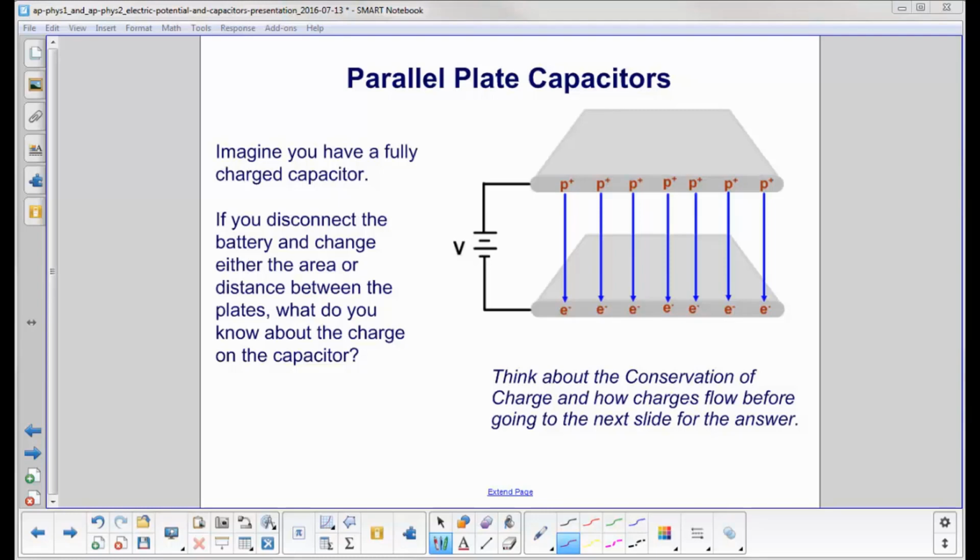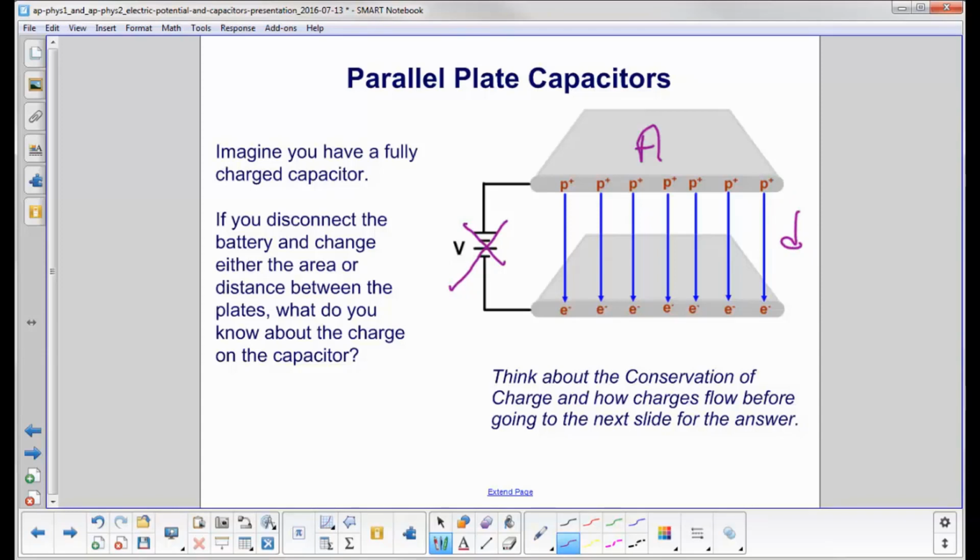Let's dig a little deeper into the properties of capacitors. Let's say you have a fully charged capacitor. You have the battery on it. You've separated as many electrons as you can from up here, and we're in a stasis. We're at equilibrium. Let's disconnect the battery, take it out of the circuit, and change either the area of the plates or the distance between them. Don't ask me how we're going to do that from an engineering point of view. We're just doing concepts here.